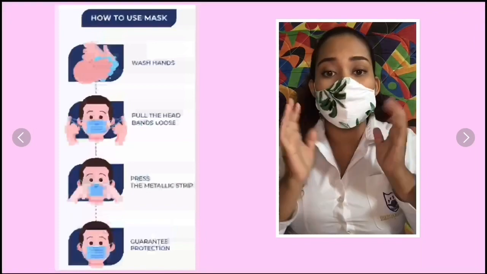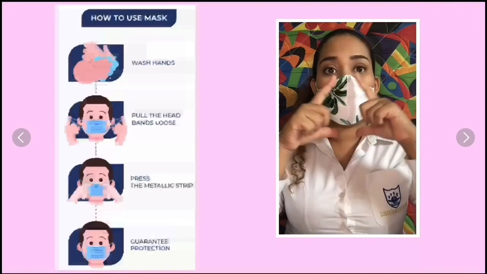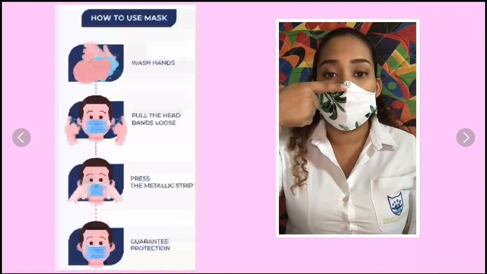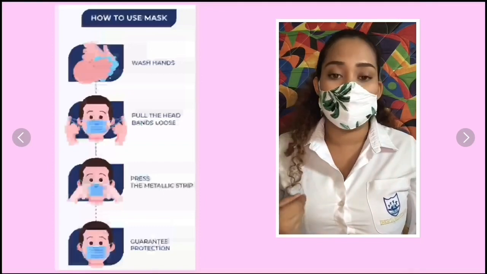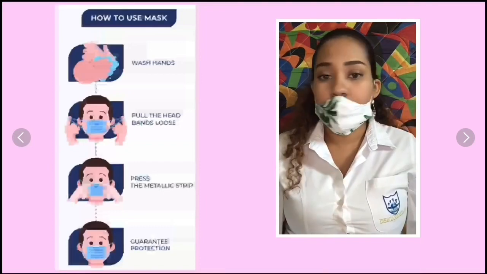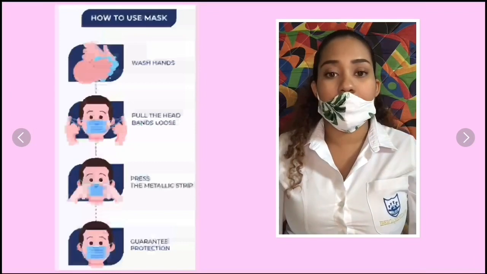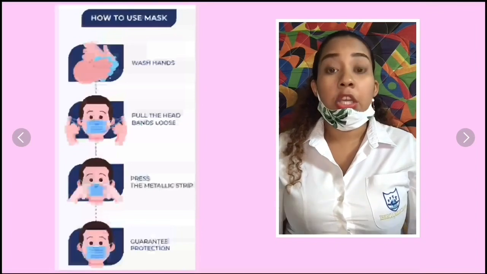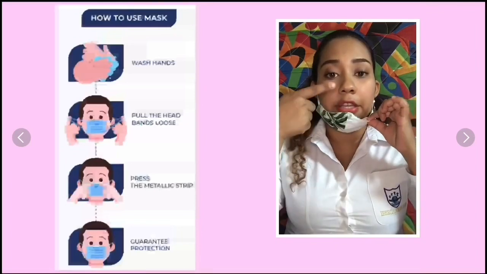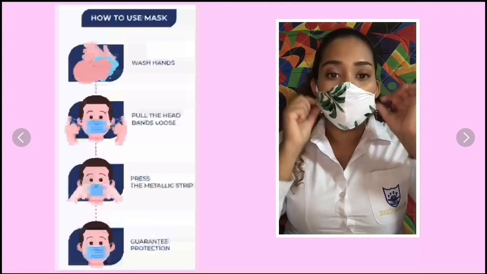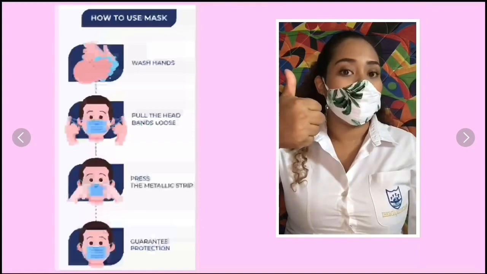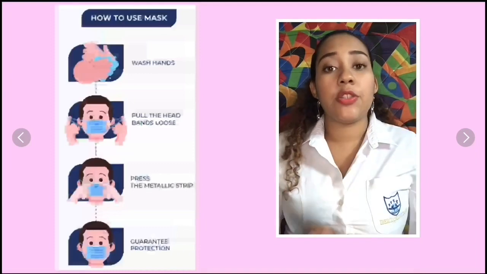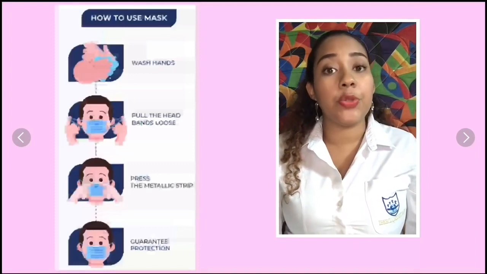The guaranteed protection is like this. This is guaranteed protection, okay? This is all protection. Your nose is protected, your mouth is protected. Like this is not protection, no protection. Like this is not protection, okay? You need to wear your mask covering your nose and your mouth. Okay? Remember to take it off from here, okay? So those are the proper ways to wear a mask.